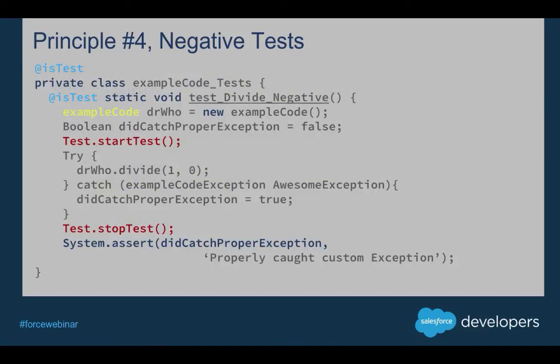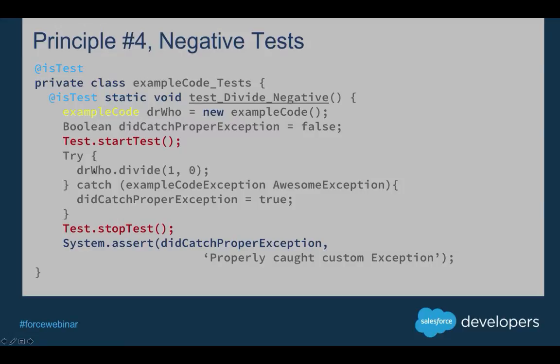So we've got a test method called test divide negative, and we're going to instantiate our example code class. We're going to create a boolean, did catch proper exception, and set it to false. The reason we set it to false here is so that when we run our code in the try-catch block, if that catch does catch an example code exception, we can set that to true and assert against it later. So here we're going to start our test again.